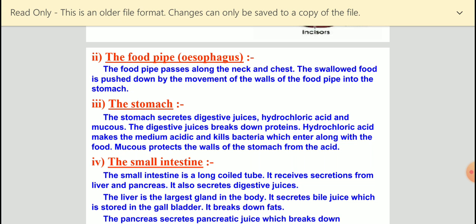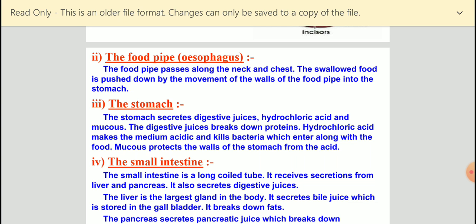In your book also, the esophagus figure is there on page number 15. Clear? Now the food pipe, which is commonly known as food pipe, passes along the neck and the chest. The mouth is known as the buccal cavity. Now the food is ground in the buccal cavity. After that, the swallowed food is passed down by the movement of the wall of the food pipe, known as peristaltic movement, into the stomach. Now the food from the mouth goes to the stomach via the esophagus. Clear? Now we will study about the stomach.